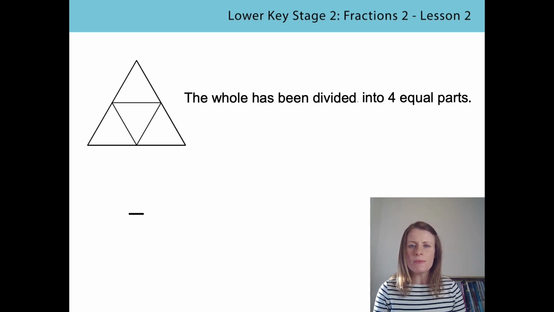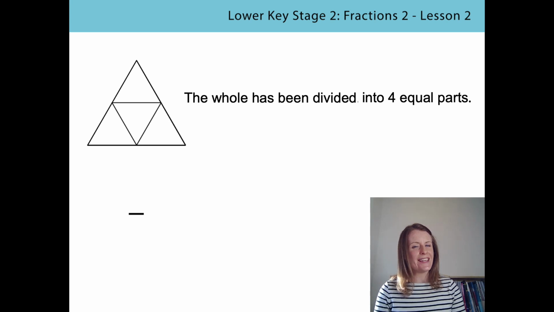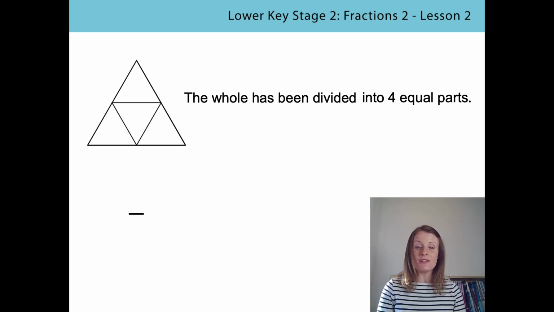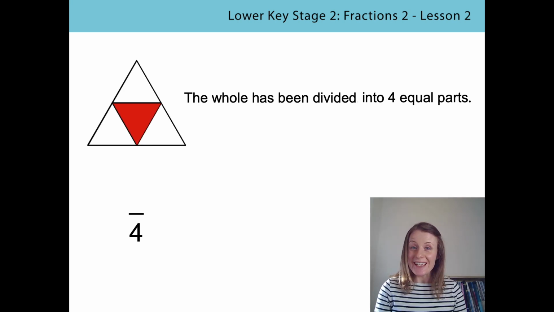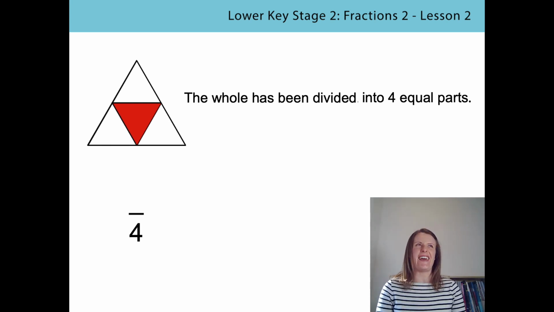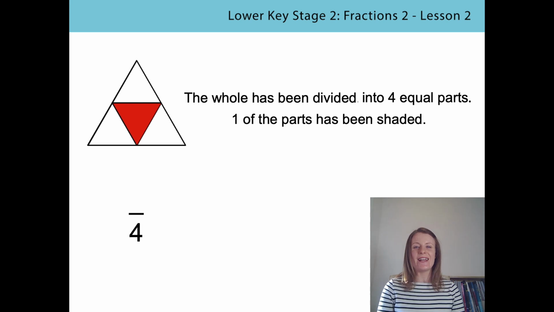Now on your piece of paper, where are you going to put the 4? Yes, underneath the division bar. The 4 goes at the bottom. It's the whole. It represents all of the 4 equal parts. Then, I've shaded part of my whole. How much? Yes, one part. One of the parts has been shaded.